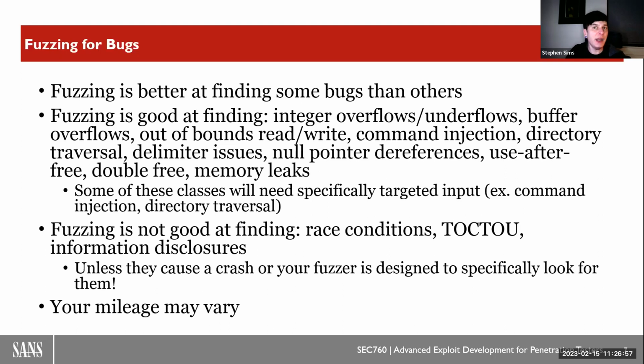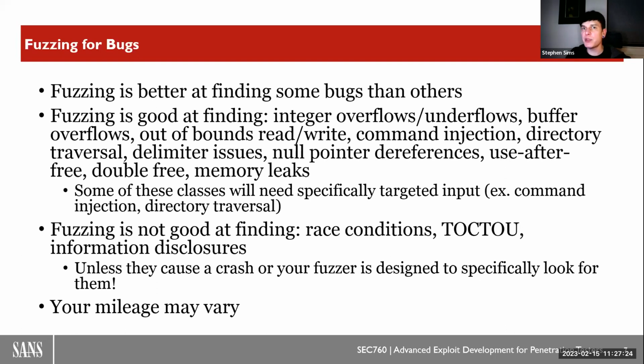I say can be because the fuzzer's only as good as you wrote it to be. Just because you write a fuzzer doesn't mean it's going to find these bugs. You have to know what you're doing. It takes a lot of practice. So some types of bugs are easy to find with a good fuzzer. Other types of bugs are not that easy to find with a fuzzer.